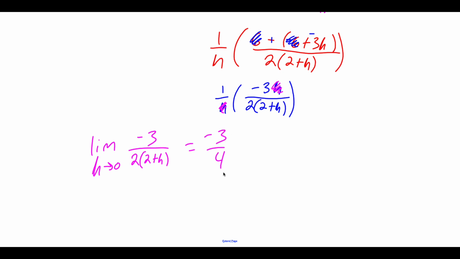Now what that means in this situation, so that means when the dosage was 1 milligram, then a small additional dose would drop the temperature by 3/4 of a degree.